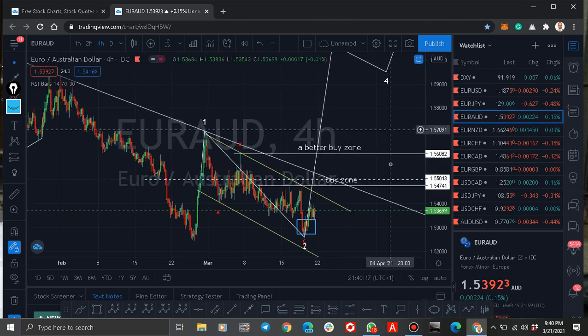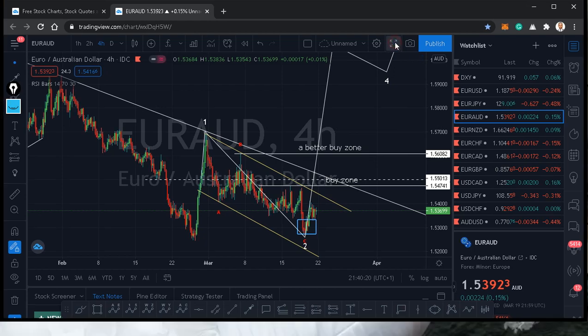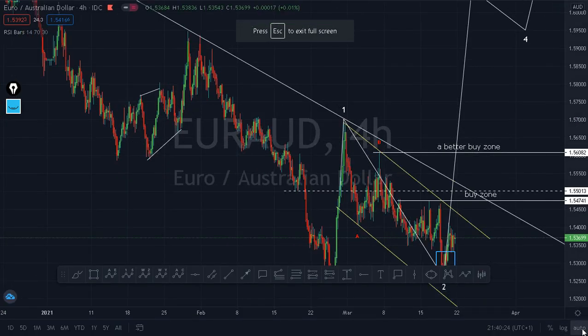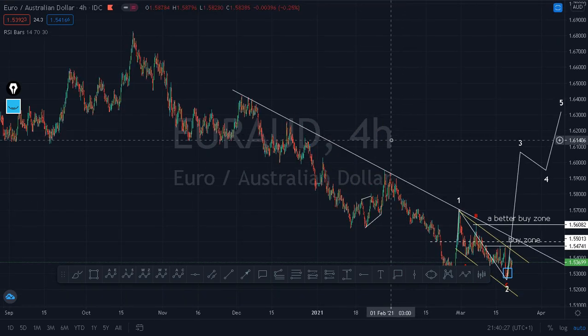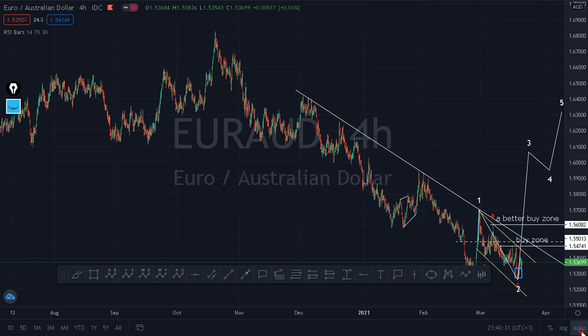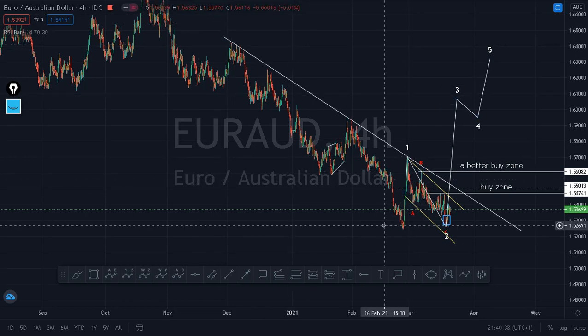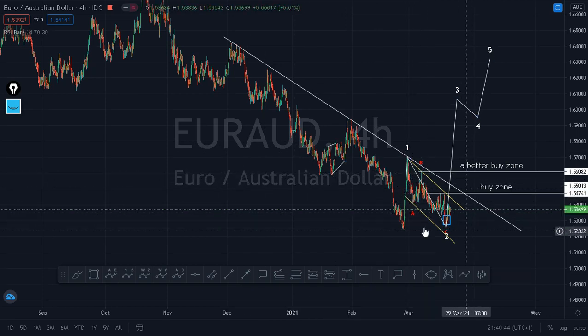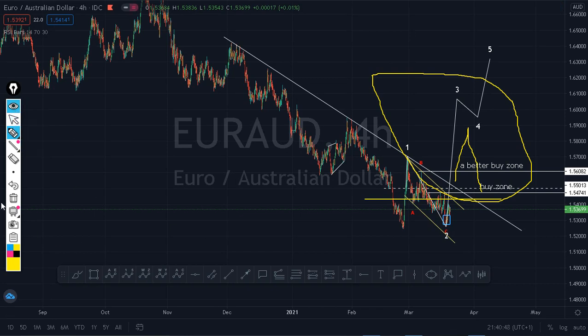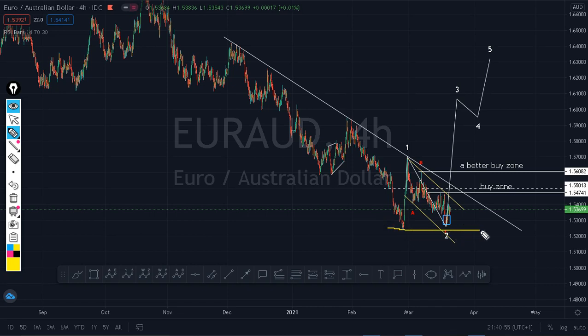Euro AUD. In Euro AUD, I want to assume that all this move has ended, that this move is wave 1. It remains wave 1 as long as the price does not close below the start of this very impulse. You know, wave 2 can go as low as 99.9% of wave 1. So what is happening here can be wave 1.